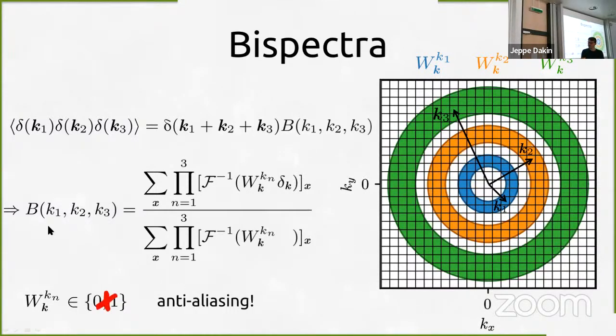But in concept, we went one step further. So now these W's, the weights, are no longer 0 or 1, but anything in between, to get these nice anti-aliased smooth shells, which means that the bispectrum value is also more smooth and nice. And again, I hope to make a paper about this very shortly.